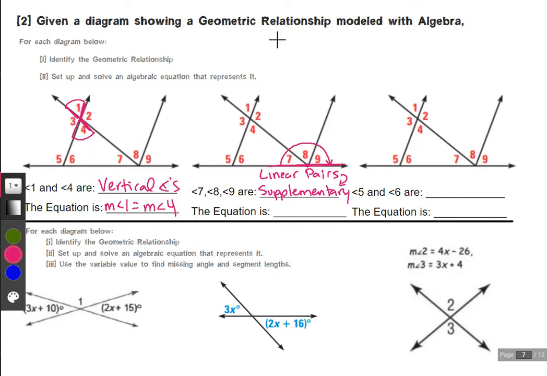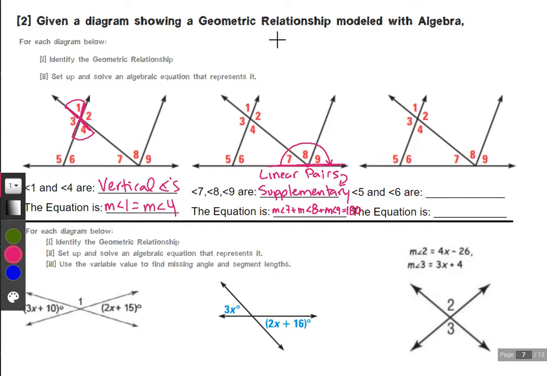By rule, supplementary means they add to 180 degrees, and so this is going to be a tight squeeze here, but we have the measurement of 7 plus the measurement of 8 plus the measurement of 9 equals 180 degrees. So let's overwrite that text there. It's going to be adding together to make 180 degrees.